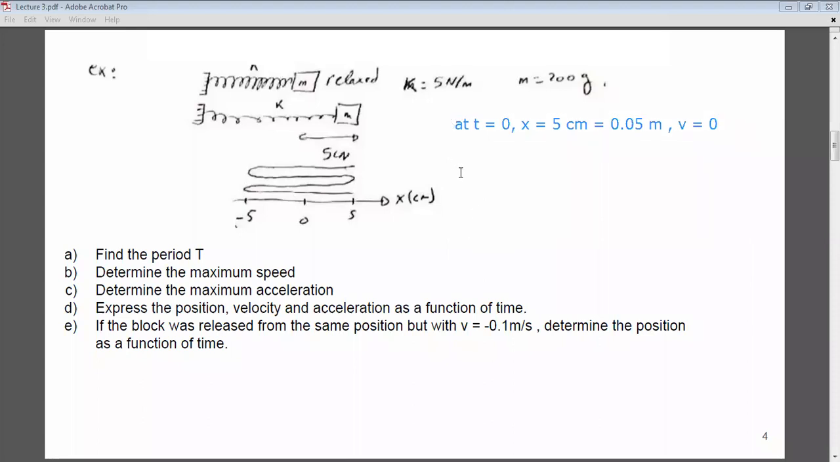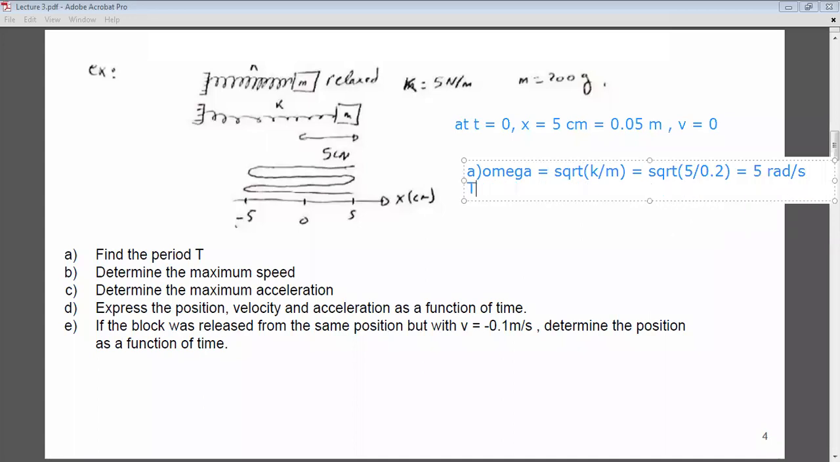Okay, so first part, part A, find the period T. Before we find the period T, we find omega. Omega is the square root of k over m. So this is equal to the square root of 5 over 0.2, and this gives 5 radian per second. So this is omega. How is T related to omega? T is 2 pi over omega, and this gives 1.26 seconds. Okay, so this is part A.